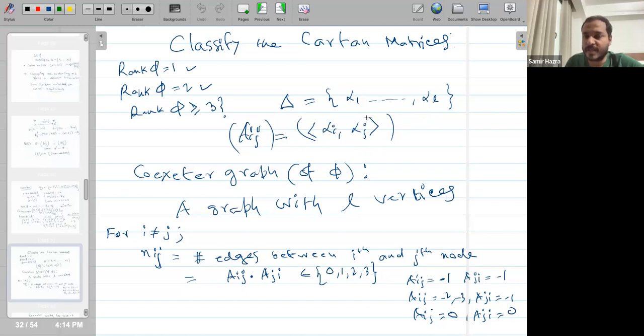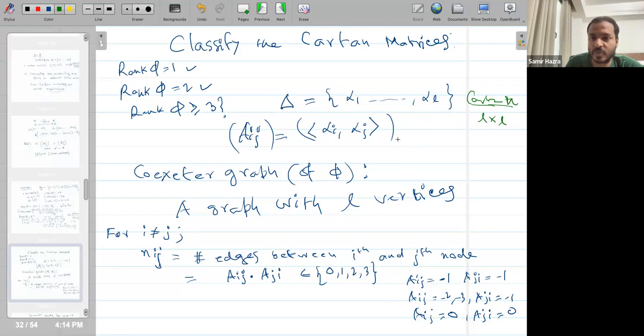So it is difficult to write all possible Cartan matrices of order L cross L. Because here the Cartan matrix will be of L cross L order, right? It's not an easy task to write all the Cartan matrices of order L.